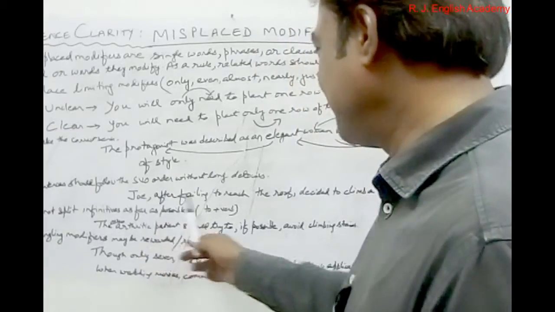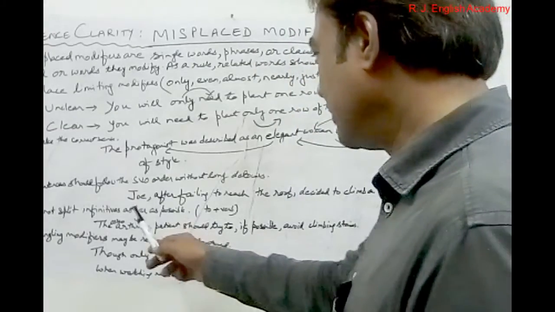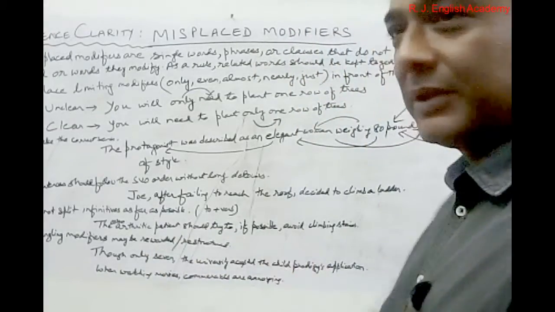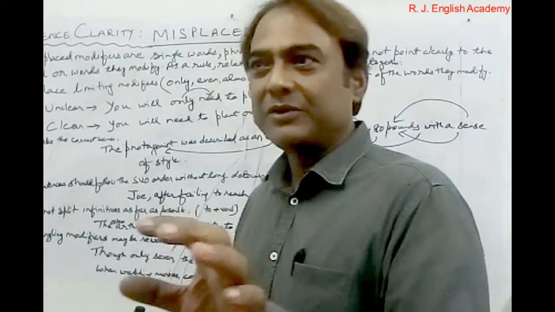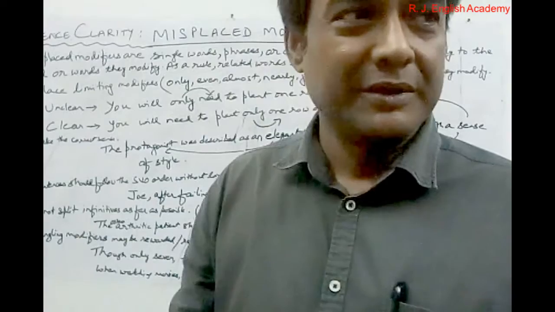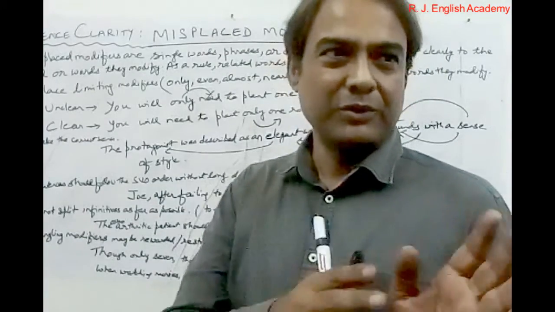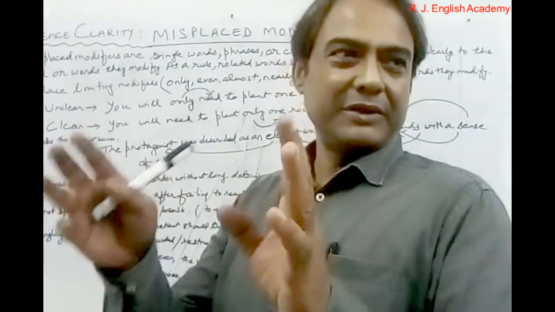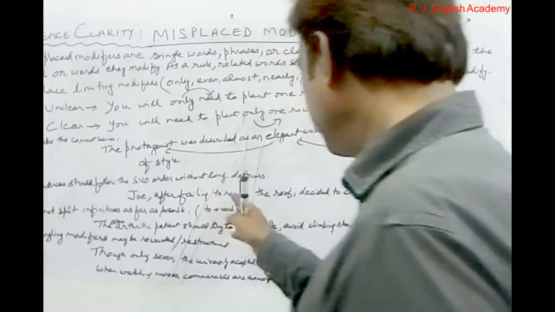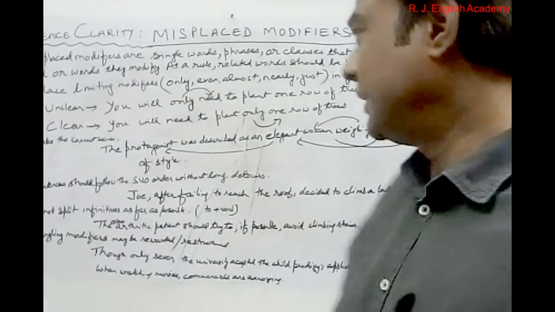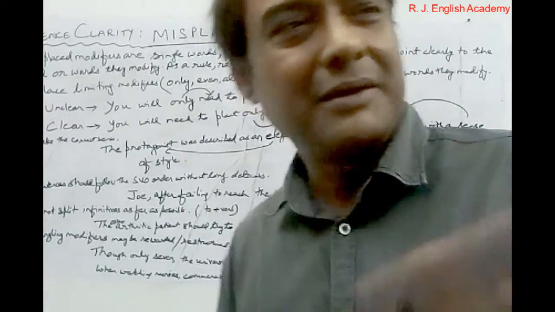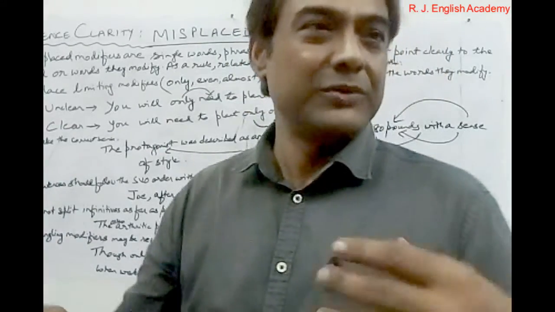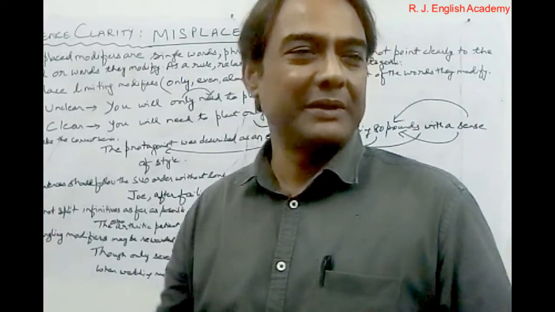So Joe, after failing to reach the roof, within two commas, after failing to reach the roof, we have added some more information. It's an appositive. So we are using an appositive. Joe, after failing to reach the roof, decided to climb a ladder. It's okay, a perfect sentence, but not clear.